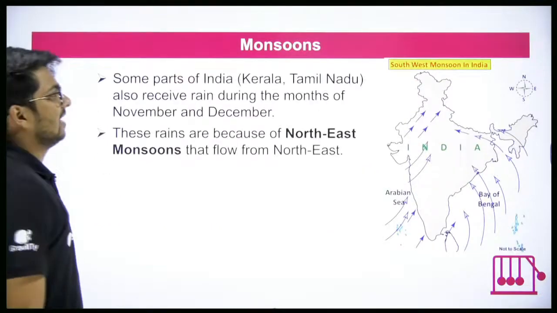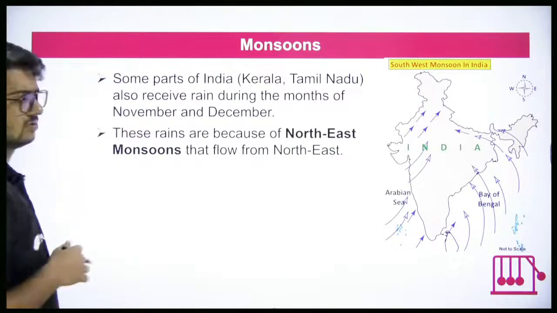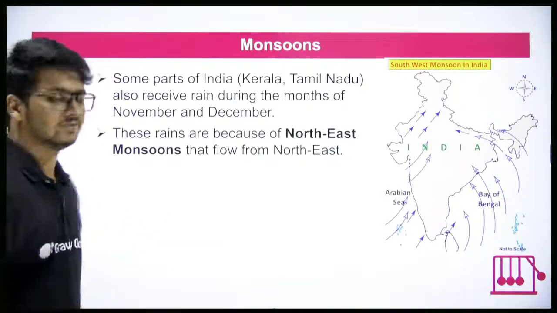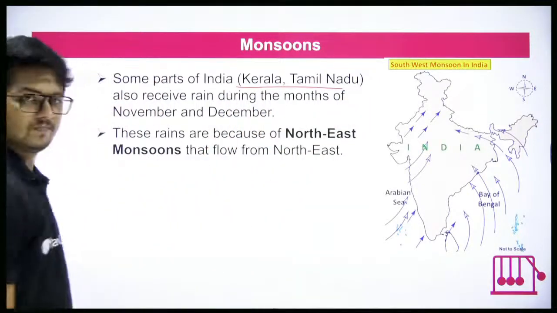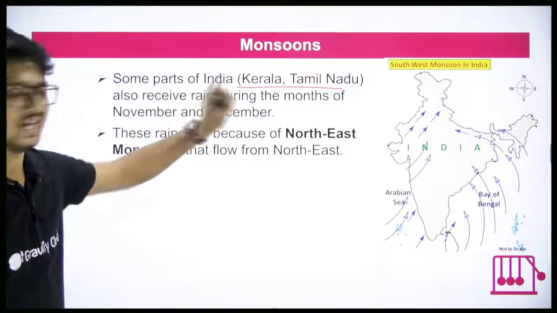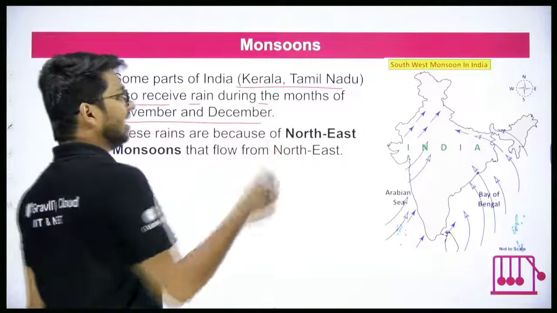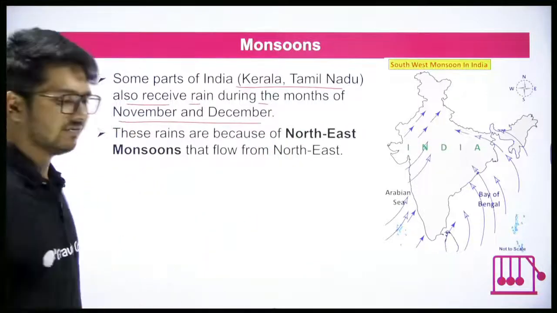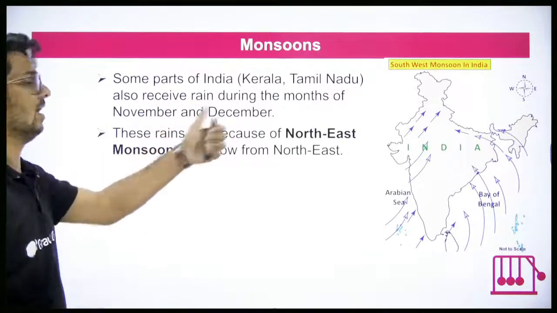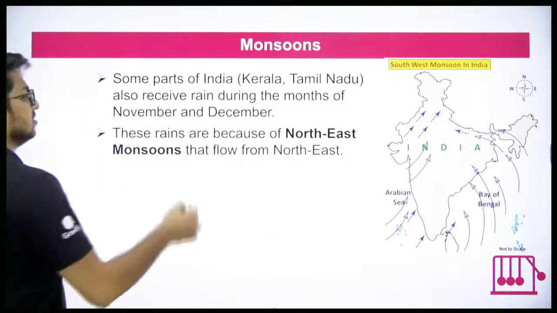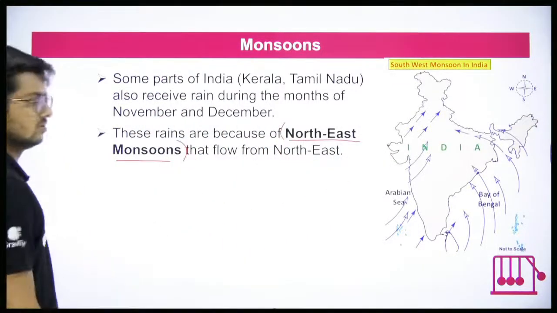Okay. Now similarly we have northeast monsoons also. Now because of these northeast monsoons, not all of India receives rain, only a few parts, particularly Kerala and Tamil Nadu. So some parts of India, particularly Kerala and Tamil Nadu, also receive rain during the months of November and December. That is not the rainy season for most of India, right? So why do they receive rainfall in November and December? That is because of another type of winds called northeast monsoons.